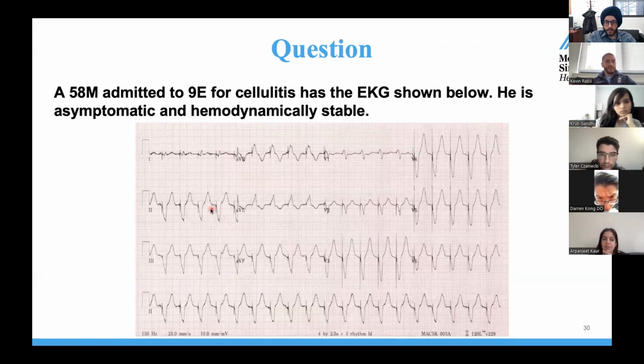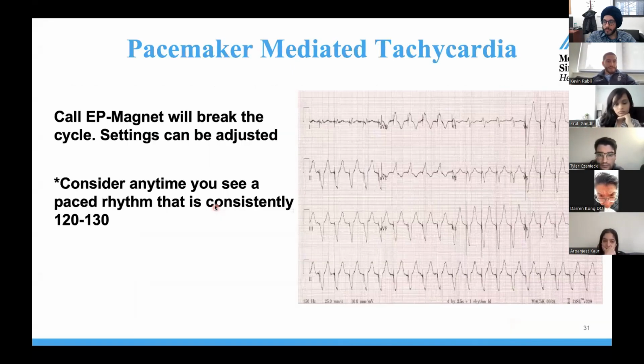58-year-old admitted for cellulitis, has the EKG shown below. So it's a regular wide complex tachycardia. You can see the paced complexes here. And this is something called pacemaker mediated tachycardia. Really the takeaway point for you guys: anytime you see a paced rhythm that is consistently between 120 and 130 and never budges, this is probably the cause of the tachycardia.